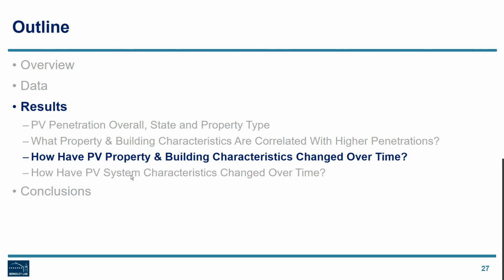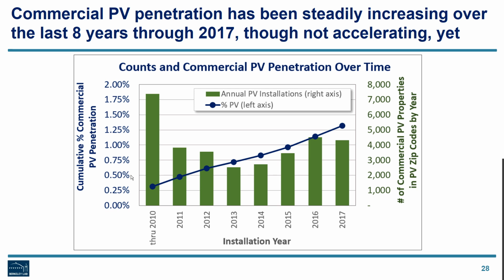So that gets through a number of property and building characteristics that are correlated with higher penetrations. But how have those characteristics changed over time in our sample? We now look at those. The first is the overall PV penetration. You've seen the data that are depicted in the green bars depicted earlier, which are the number of PV properties installed per year. This shows you the trend line of the penetration over time as well.